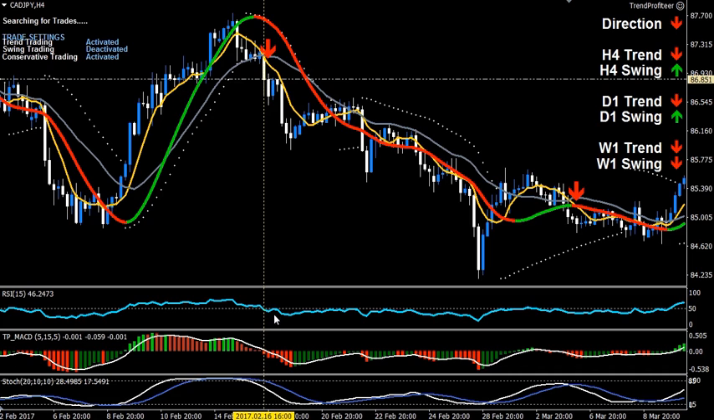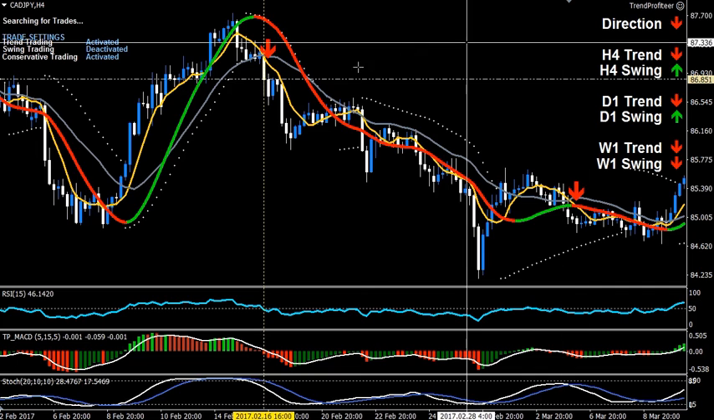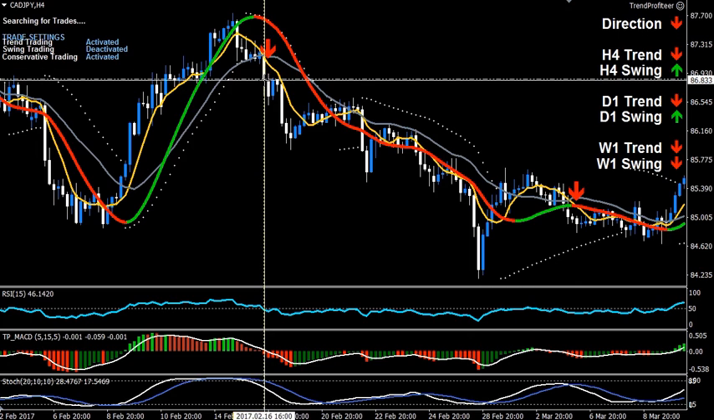The RSI is below the 50. The MACD histogram must be below the 0 line. It must be red, and it must be below the signal line. And finally, the white stochastic trend line must be below the blue stochastic line. So in this case, all criteria are met for a trend trade conservative sell.